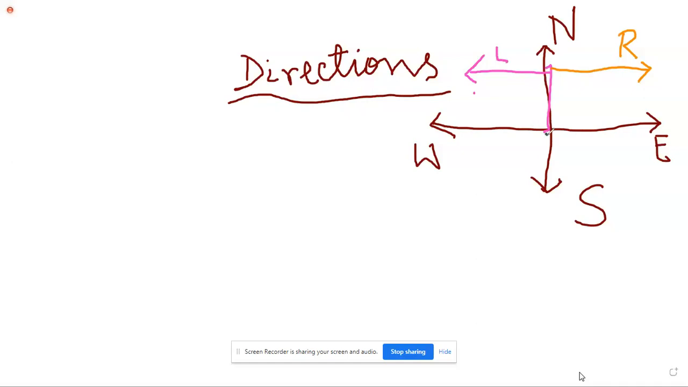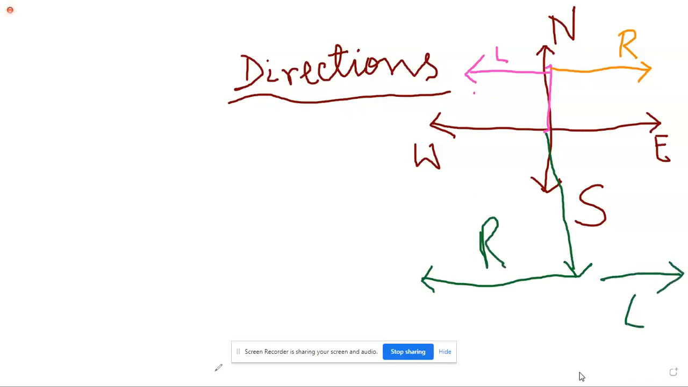Suppose I am moving towards the south. Then my right is now west. This is my right. So you should be able to visualize, and this is my left. So it will all change. It is all dependent on which direction I am facing, which direction I am moving. So left and right is one concept. East, west, north, south is the other concept.